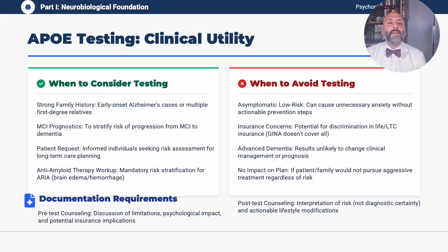Ethical testing is not about how much information we can generate. It's about how much information is useful. And that distinction is part of being a good clinician. You're not just a plug-and-chug psychiatric nurse practitioner or technician.